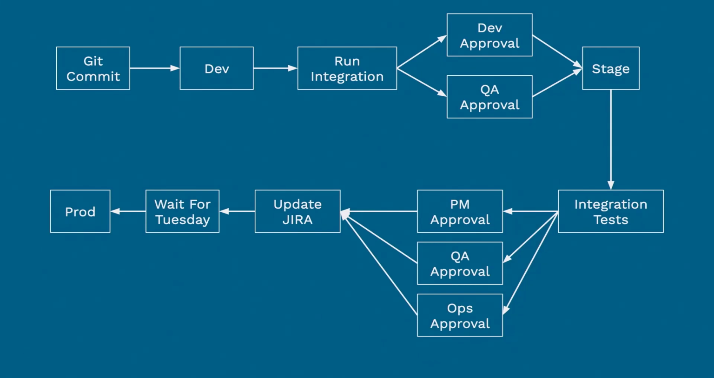As I dig in more, it turns out product management is part of the approval process. QA is there again, you can see after the integration test stage, so QA approves it twice. There's an operations approval that comes into place. They update Jira. And then for some reason, they just wait for Tuesday, because Tuesday is when they do their deployments. When I asked them why Tuesday, they literally said that's just the day that we do it.